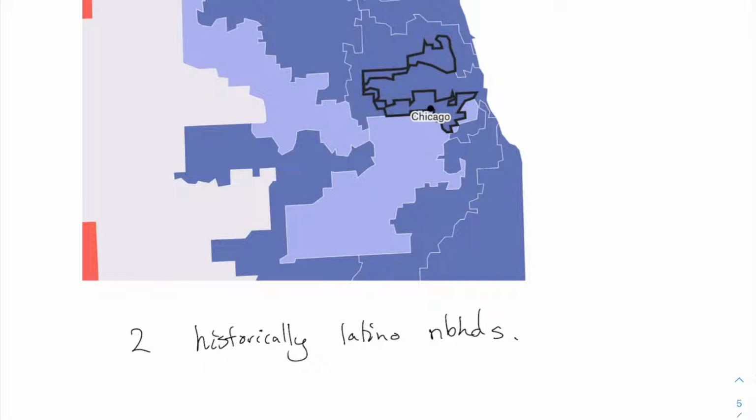Basically because these two neighborhoods were always in two different districts. It's not an issue of Democrat versus Republican, but in this case, what was identified as the Latino voting bloc was never able to actually have enough people in the same district to elect a representative.